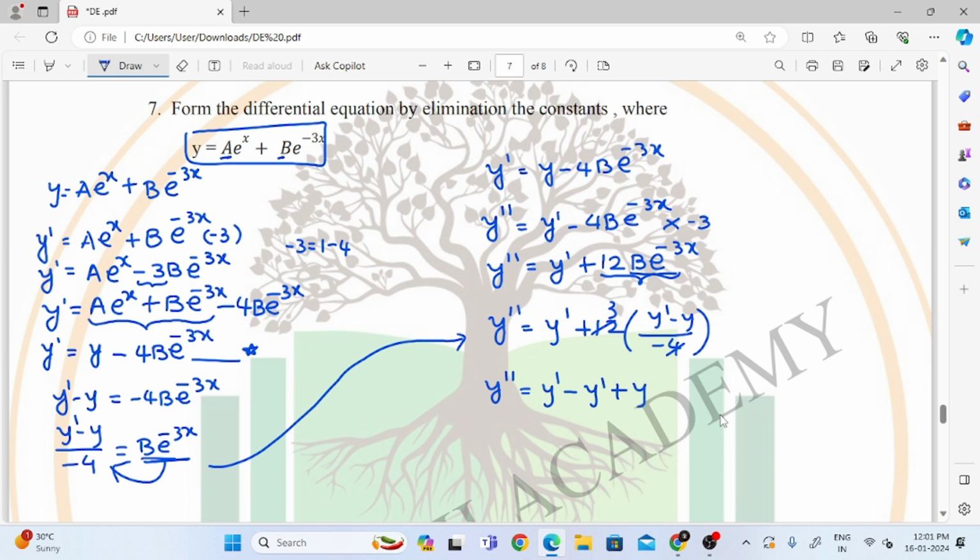Here y dash and minus y dash will get cancelled, so only plus y will remain. It is correct. Y dash becomes minus of (y dash minus y), so multiplying the minus inside, minus y dash, minus minus plus y. Yes, correct. So y dash will get cancelled, and y double dash is equal to y. If we take that to the other side, it becomes y double dash minus y is equal to 0. This is our required differential equation.